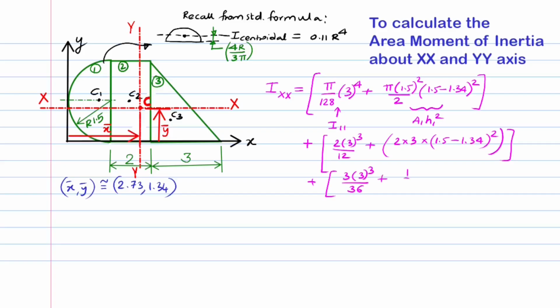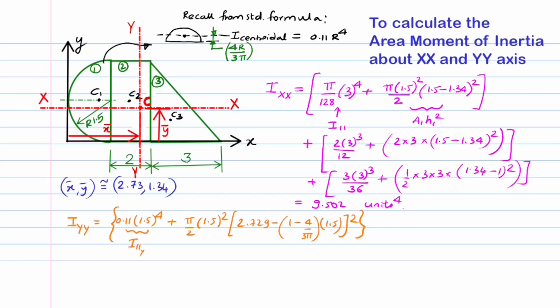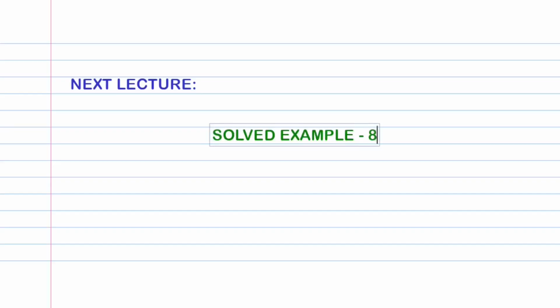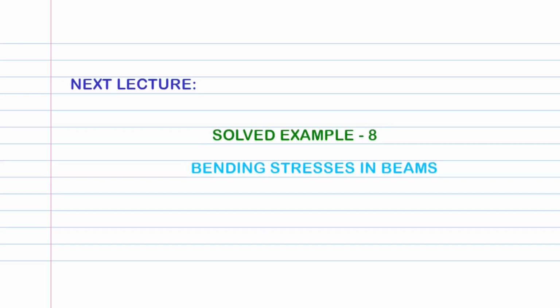The area moment of inertia about the x-axis is hence calculated as 9.502 in length units to the power of 4. Similarly, the I about the vertical centroidal axis, that is the y-axis, is calculated and is found as 31.537 in length units to the power of 4. Again, the video may be paused here briefly to comprehend the usage of various values. In the next few lectures, we shall consider solving some numericals to calculate the bending stresses set up in beams.